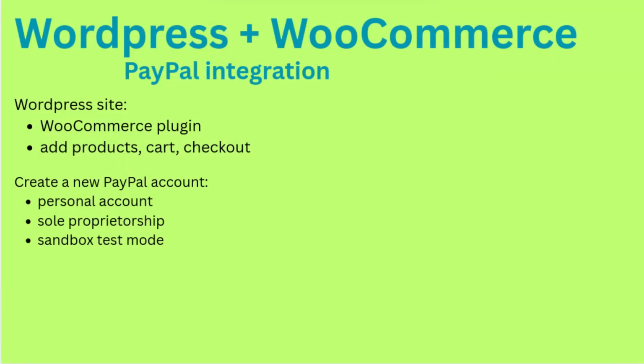After you're ready with your WordPress site and WooCommerce plugin, which provides you with cart and checkout, you can add your products to the site. Then you have to choose the payment system. You can choose from Stripe, PayPal, and a variety of others. In this video, we'll focus on the PayPal payment system.